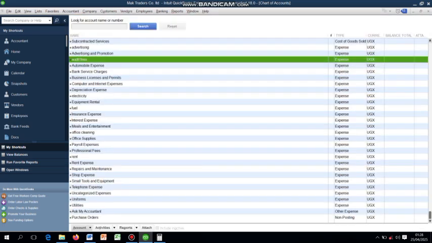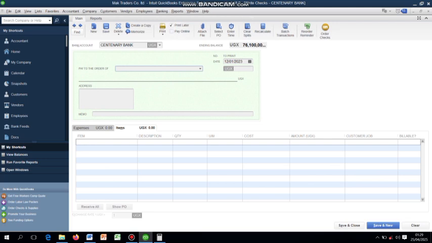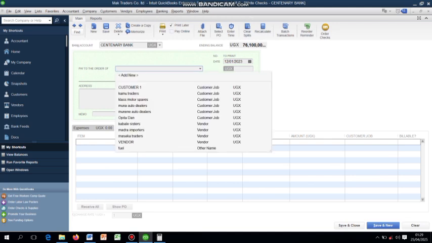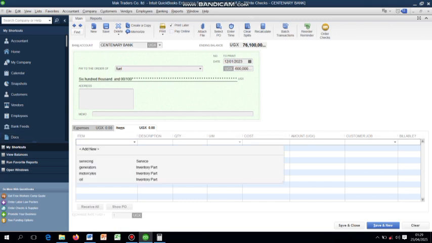So after entering all those expenses, I'll come to banking. I come to write checks because they were all paid by check. So I'll use Centenary Bank. This is the date. Pay to the order of fuel. Alright, 600. Even if I come here, I will write fuel.